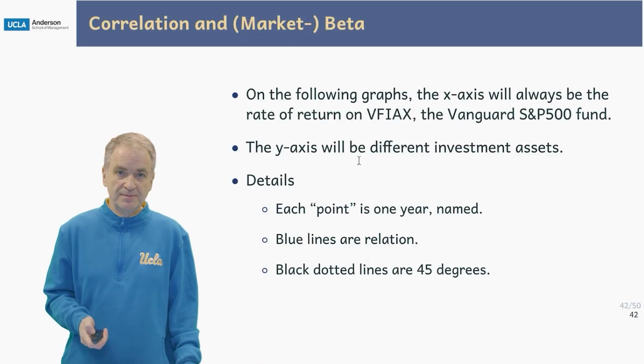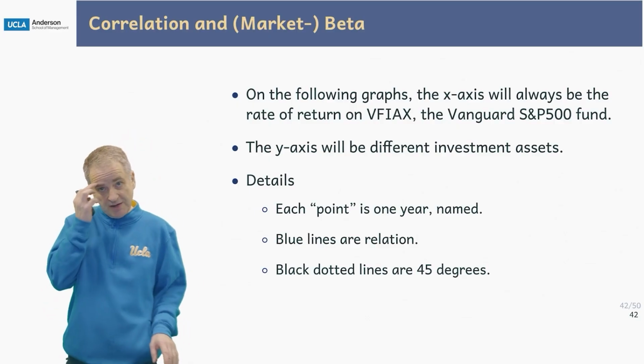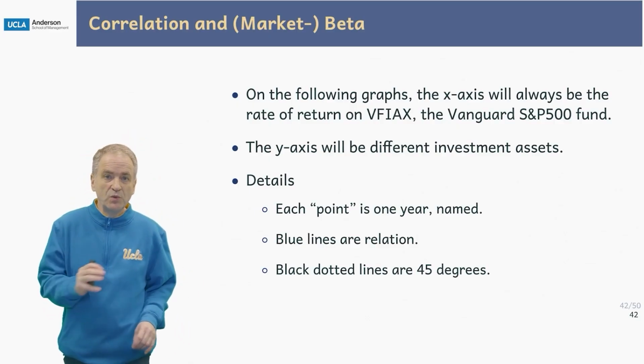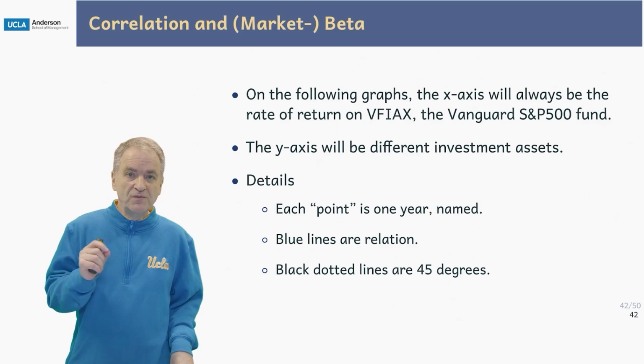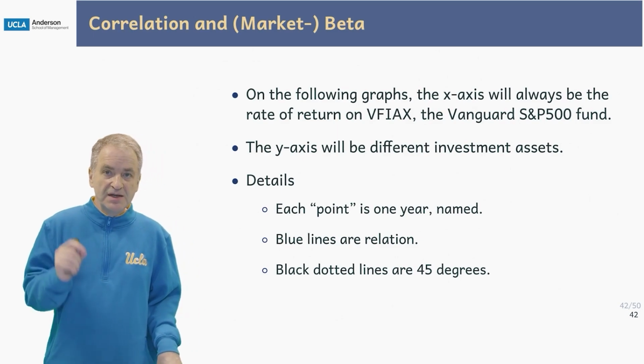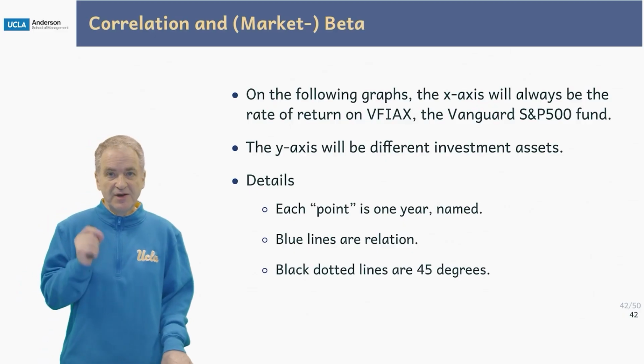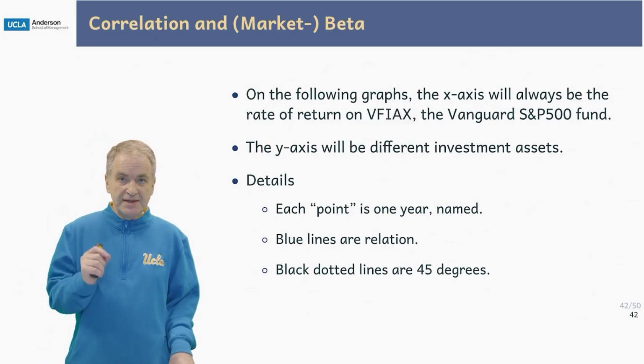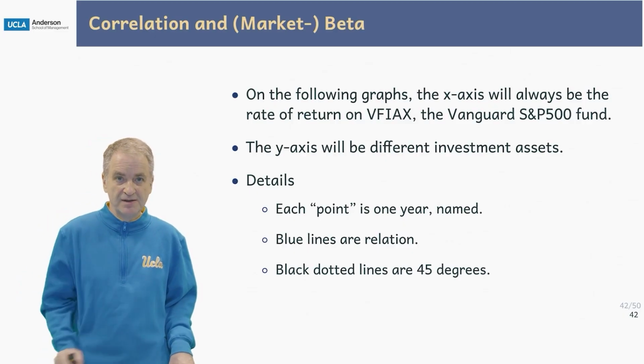Now, let me switch gears again. I want us to look at how a few investments have moved together, not just by themselves, as I did until now, but together. So on the following graphs, the x-axis will always be the rate of return on VFIAX. That is a fund that does nothing but hold the S&P 500. It's a very low-cost index fund by a provider named Vanguard.